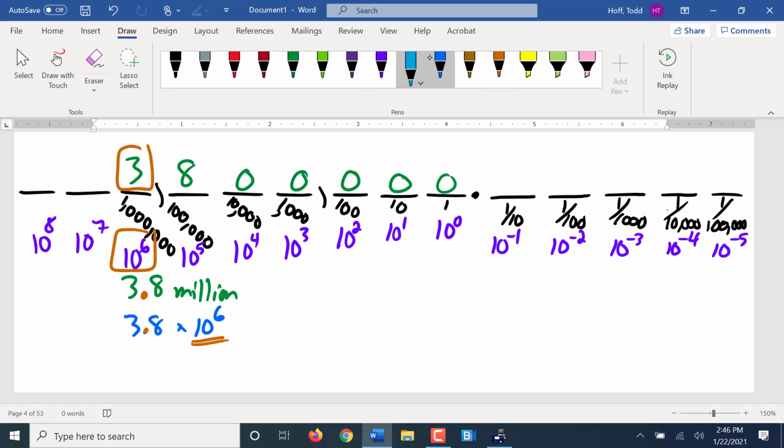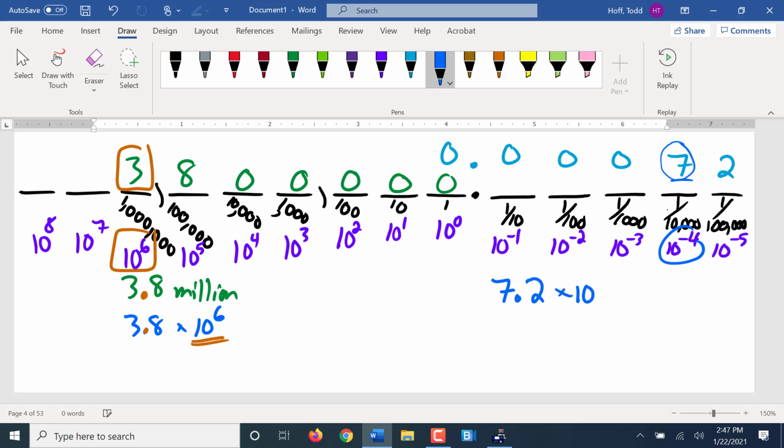So if I have 0.00072, what is the first non-zero digit there? The 7, right? So I'm putting the decimal point after it. So it's going to be 7 point, we still have the rest of the digits, the 0.2 after it. What's the 10 to the negative 4? Very good. So times 10 to the negative 4 is the place value of that digit.